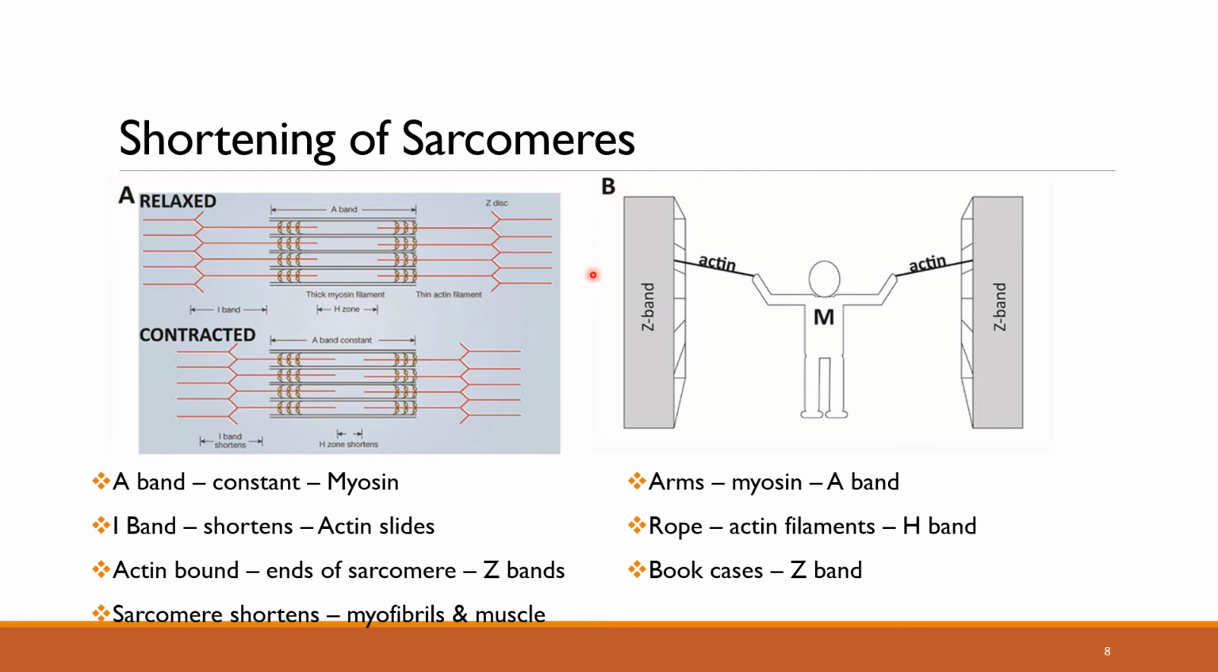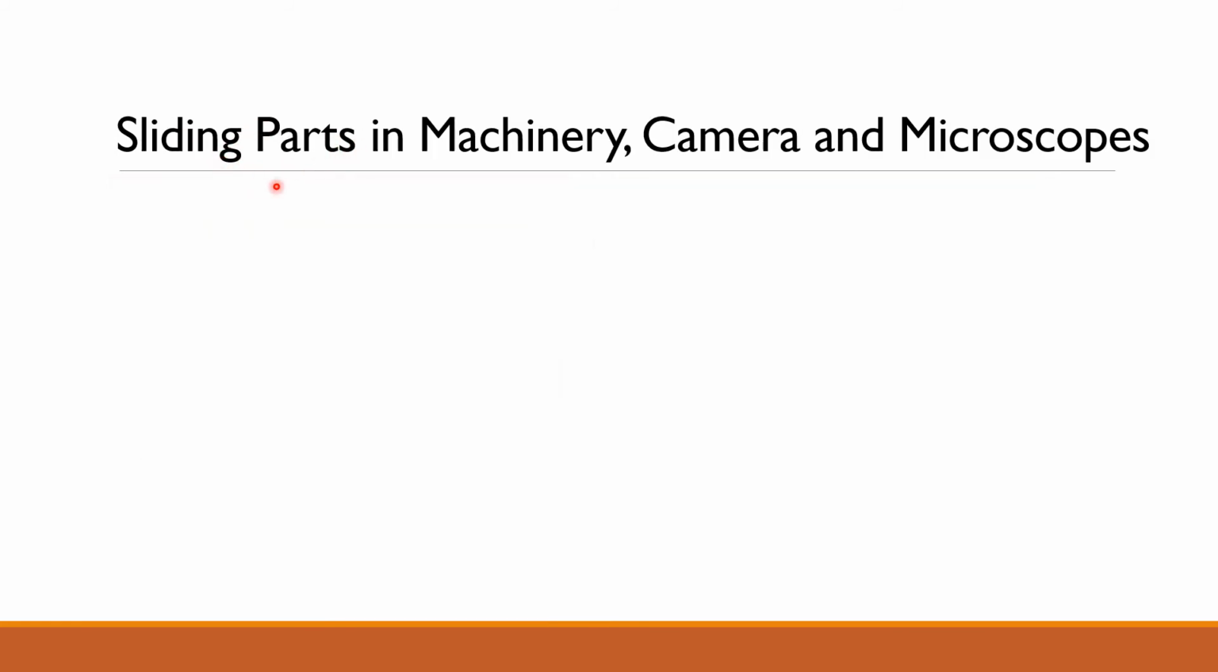So this is just an example of the movement of one sarcomere. But the entire myofibril is made up of sarcomeres which are lying side by side. So the entire myofibril will shorten, resulting in the shortening of the muscle. The concept of this sliding of actin over myosin, called the sliding filament theory, is applied in engineering and machinery for different aspects.